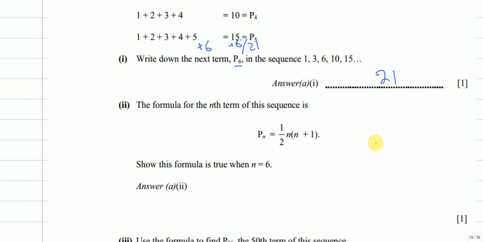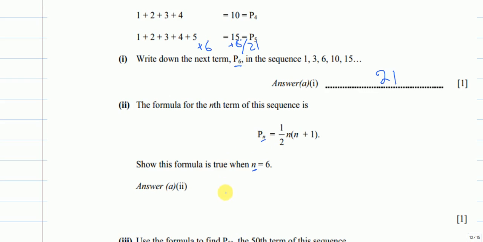Let's see part 2. The formula for the nth term of the sequence is Pn equals half n (n plus 1). Show this formula is true when n is equal to 6. Now n is which term they are asking for. If they say n is 6, it means they are looking for the sixth term, and we have already calculated that the answer should come to 21.